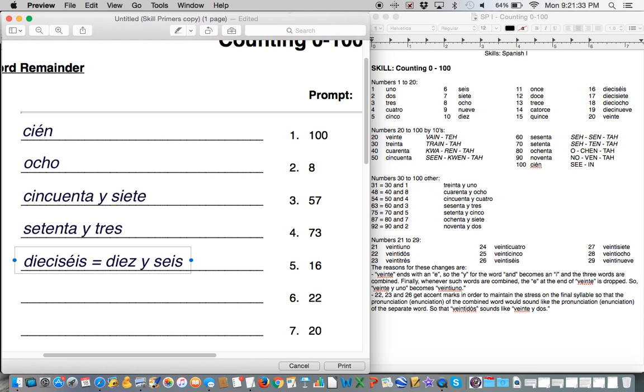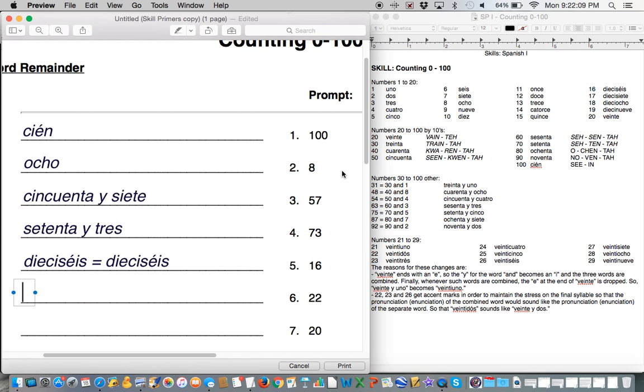16 is 10 and 6, right? 10 and 6 equals 16. We got 10, we got 6. These combine into one word. The Y changes to an I. And the letter Z, when it comes right before an E or an I, changes to a C. And this is why an accent mark gets thrown over that for pronunciation rules that you will learn later. But it does have to be there, and without the accent mark, the word is wrong. It would be pronounced wrong without the accent mark also.